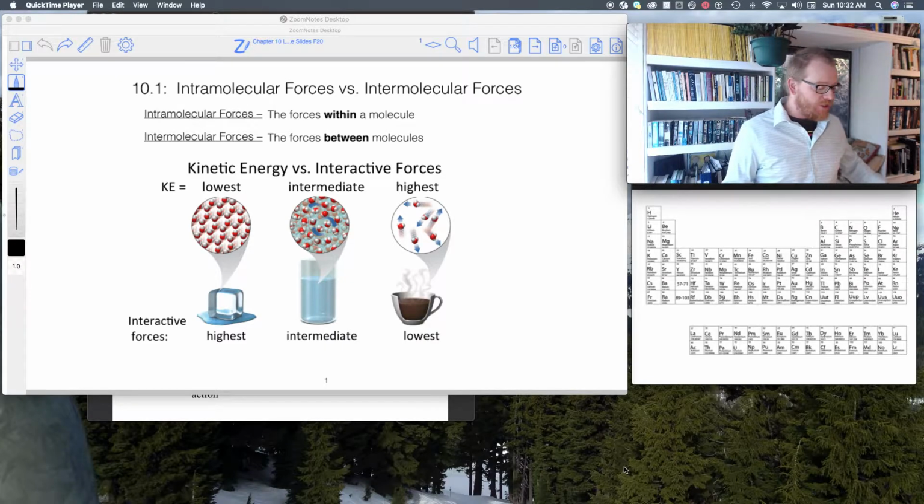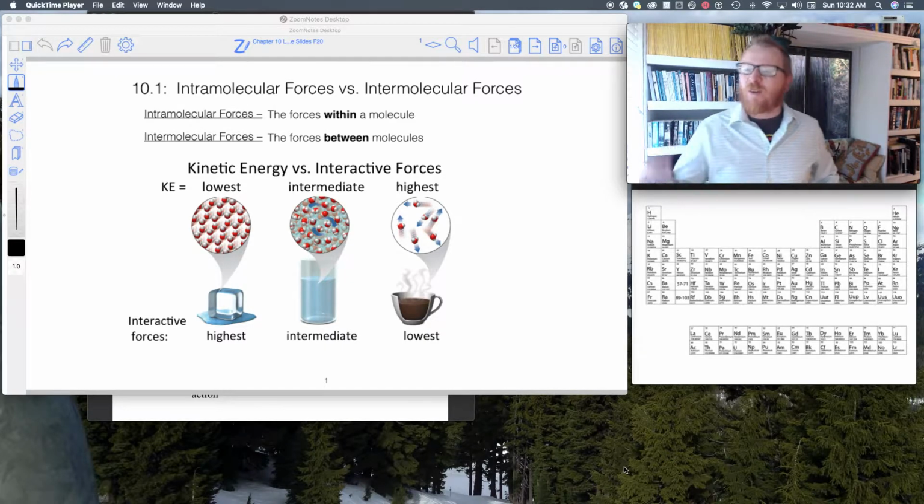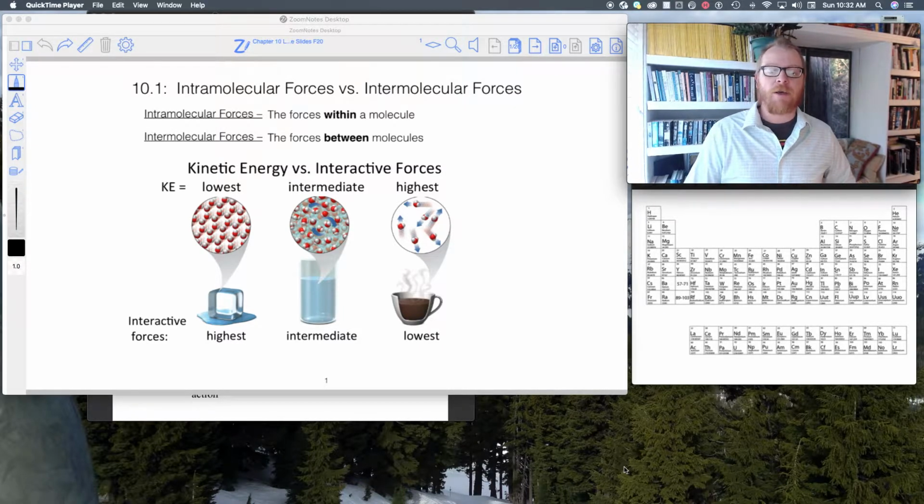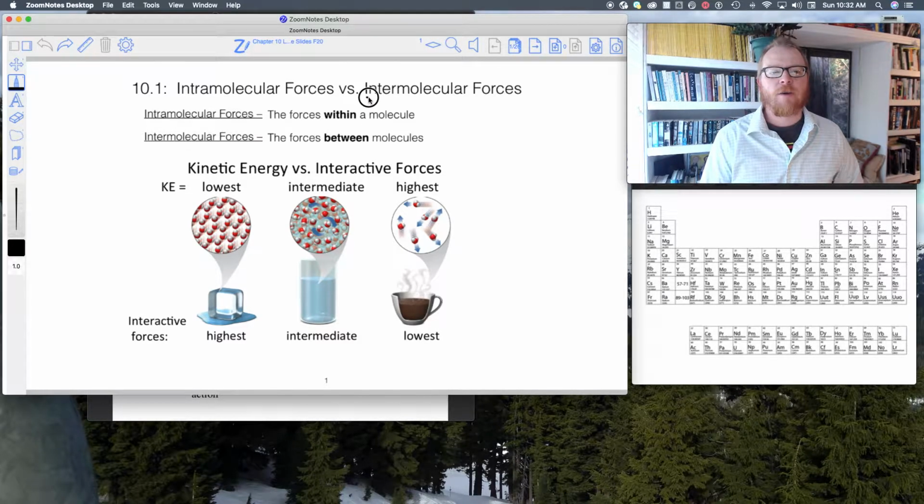So I love these chapters here at the very end. We're going to really synthesize everything we've been talking about and apply it to the real world, to big picture stuff. So in chapter 10, what we're starting here with is intermolecular forces.